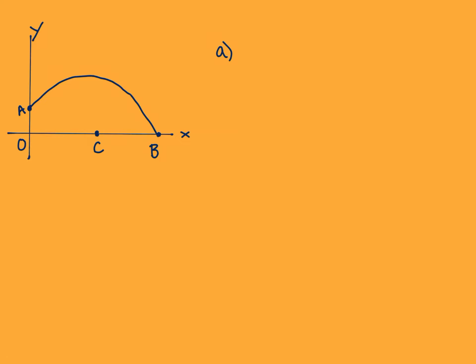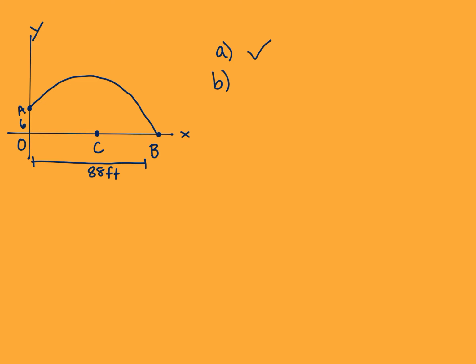Part A says, suppose a point A is 6 feet above the ground, and that at time 0, the ball is at point A. Suppose the length of OB, this whole distance here, is 88 feet. Include this information in the diagram. So once you've sketched or added those numbers to your picture, you can check off that you've finished part A.